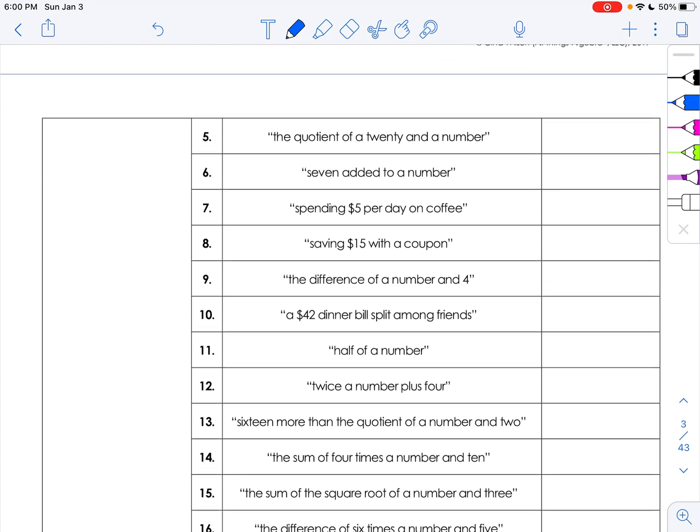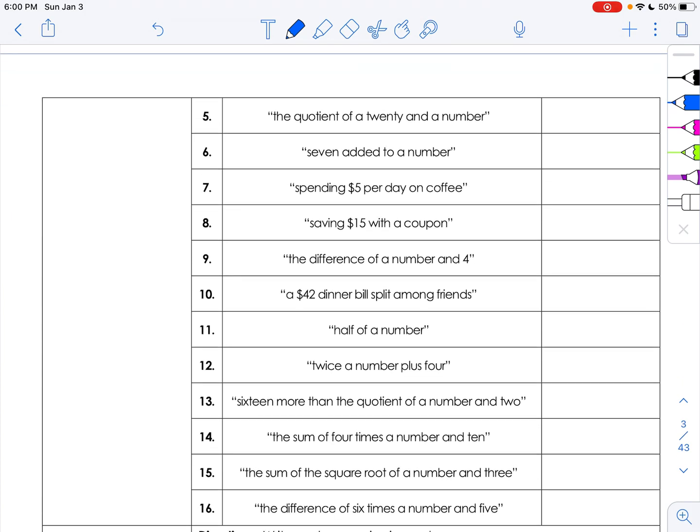Number 5, the quotient of 20 and a number. So my key word or phrase here is quotient. So that means I'm going to be dividing 20 and a number. And again, a number translates as your variable, x. So when we write this, it would be 20 divided by, because of the word quotient, x. Go ahead and highlight numbers 6 through 16.